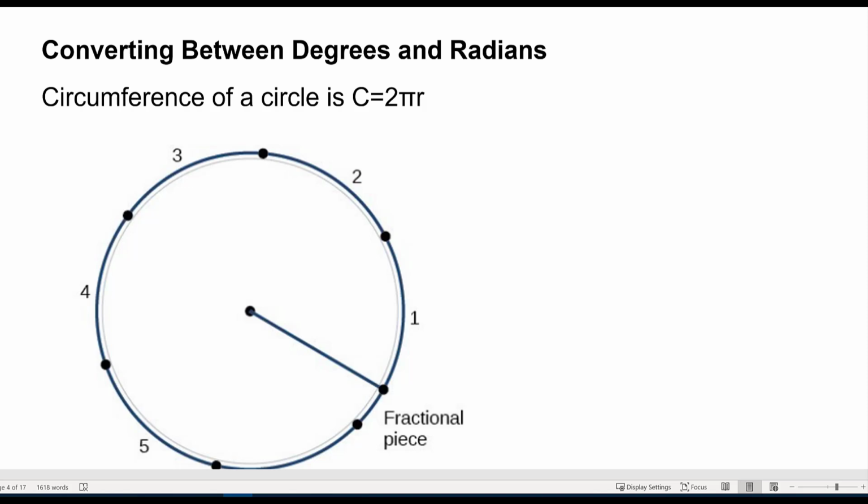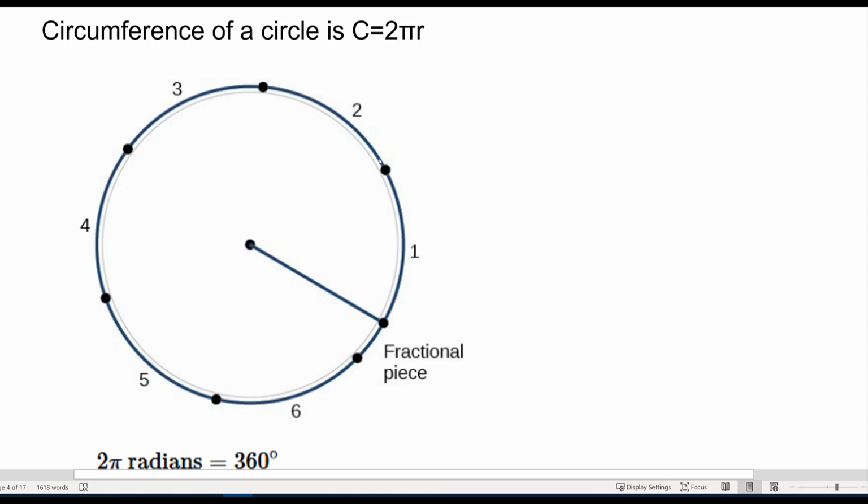So we talked about two types of measurements for angles, one being degrees, one being radians. So let's talk about what a radian is. If a circle has a circumference of 2 pi r, you could think of these measurements as how many radiuses, or radii, there are for the circle.